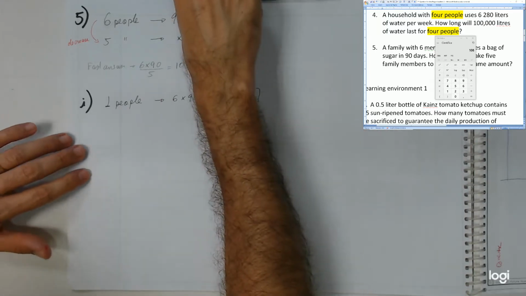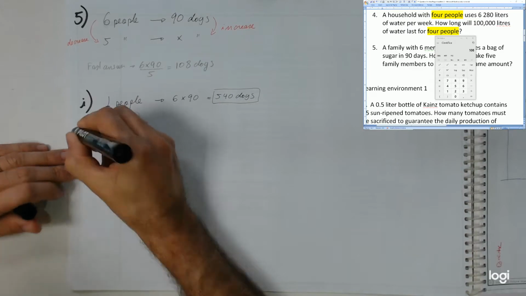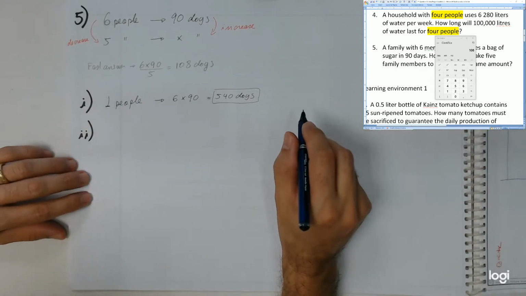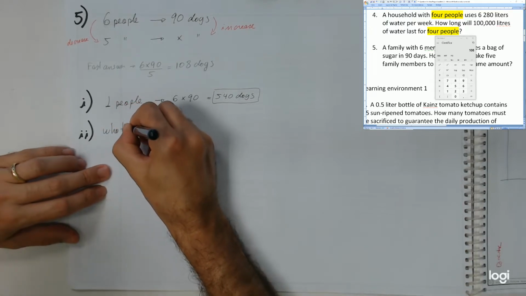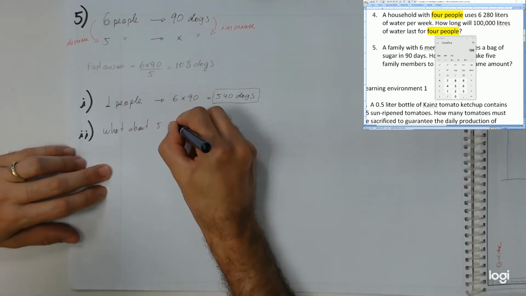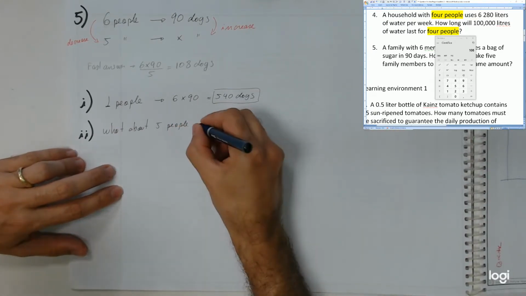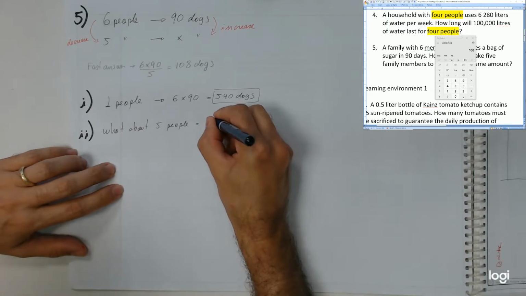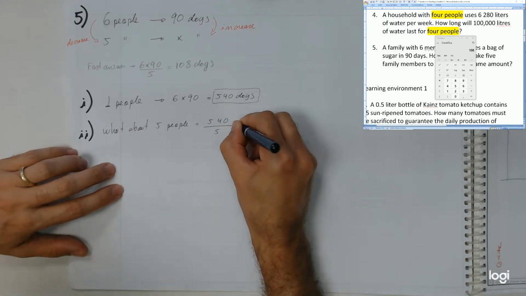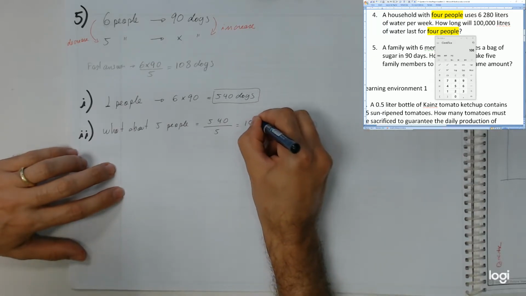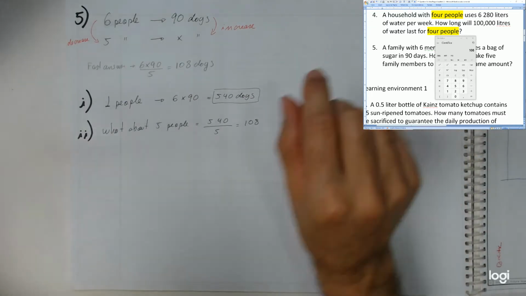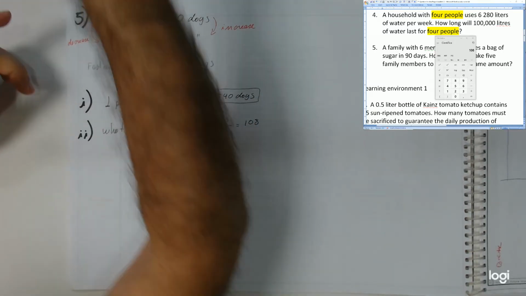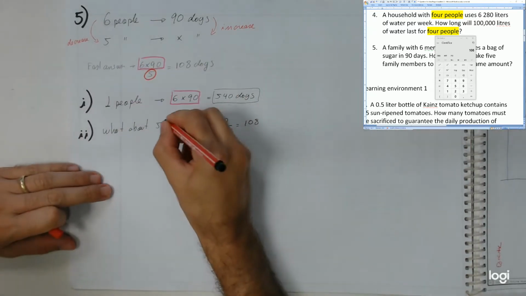Okay. Now, if we know that one person takes 540 days, now it's easy. What about 5 people? Well, if each person takes 540 days, 5 people is going to be 5 times less, right? This answer is going to be 108. You see, that is why I'm telling you this. It is right, this one. And when you just divide by 5, it is this 5.